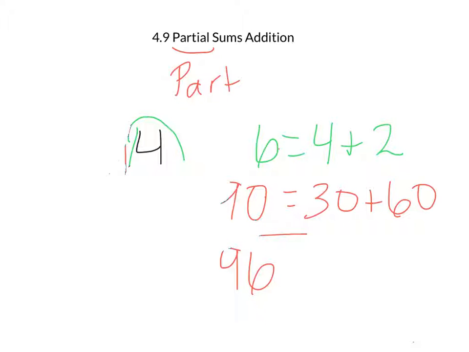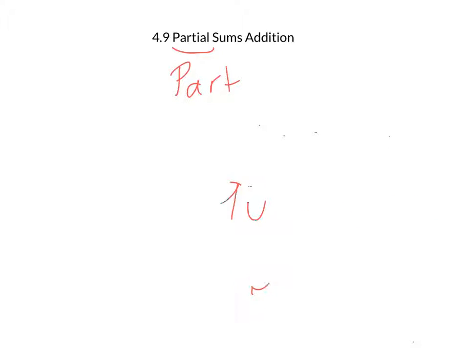So let's take another look at one. The reason we do this is because it's a lot easier to look at one part of a problem instead of looking at the whole thing. Just like the joke, how do you eat an elephant? One bite at a time. Well, how do you add a bigger number? One place value at a time.